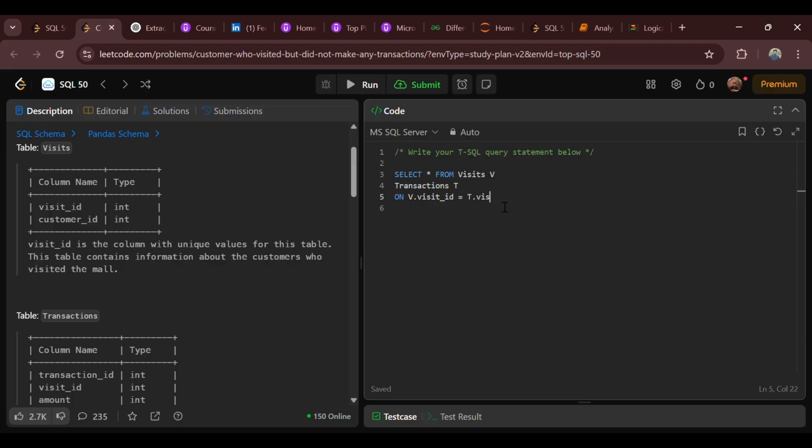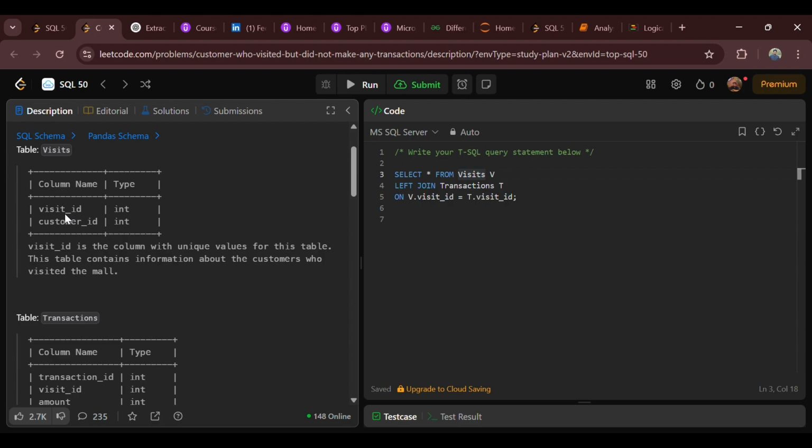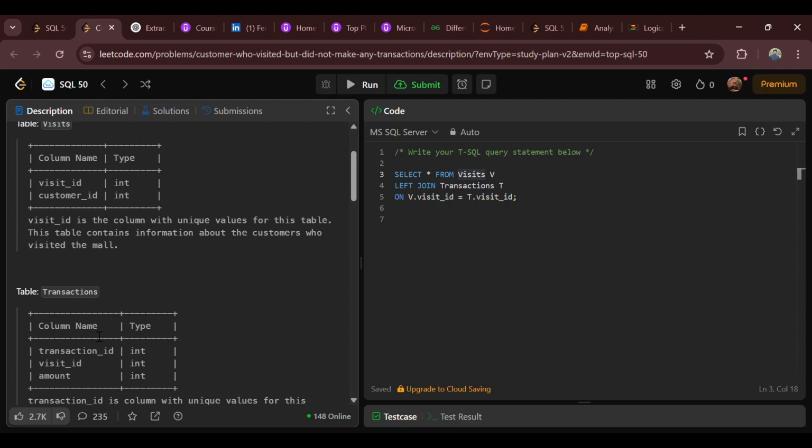So T dot widget_ID. Now the main question is which type of join we have to use here. We have to use left join. Why? Because the left table is the widgets table, and we need all the customer ID, right? All the customer ID, no matter if that customer ID is present in the transaction table or not. The definition of left join is all the columns from the left table and the matching ones from the right table. That is the reason I am taking left join, and here the widget table is on the left.